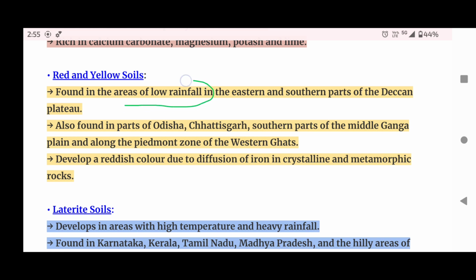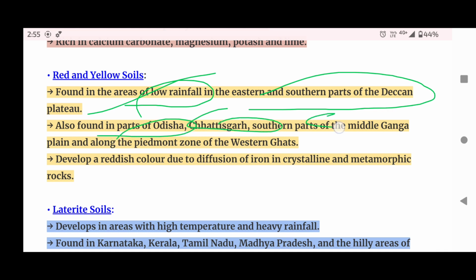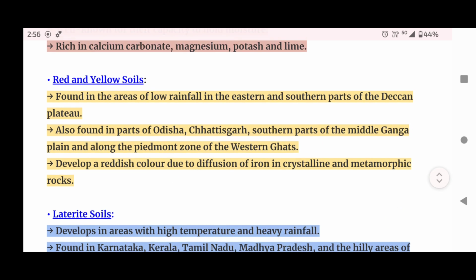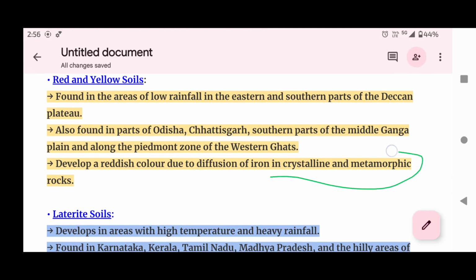Red and yellow soil. Red and yellow soil is found in the areas of low rainfall in eastern and southern parts of the Deccan Plateau. It is also found in parts of Odisha, Chhattisgarh, southern parts of the Middle Ganga Plain, along the Piedmont zone of Western Ghats. It developed a reddish color due to diffusion of iron in crystalline and metamorphic rocks.